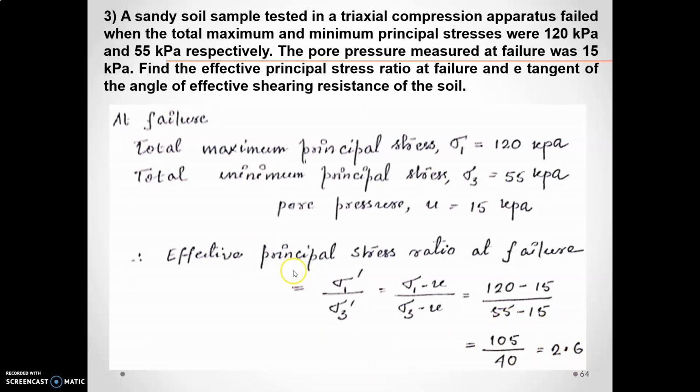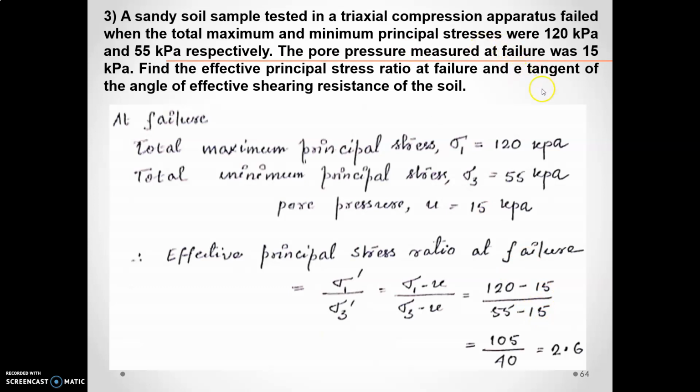Always remember, effective principal stress is nothing but the total stress from which you have to deduct the pore water pressure. That is, sigma dash, sigma 1 dash or sigma 3 dash, is nothing but sigma minus U, or sigma 1 minus U, or sigma 3 minus U. Deduct the pore water pressure from the normal stress. Okay. Now the first part is done.